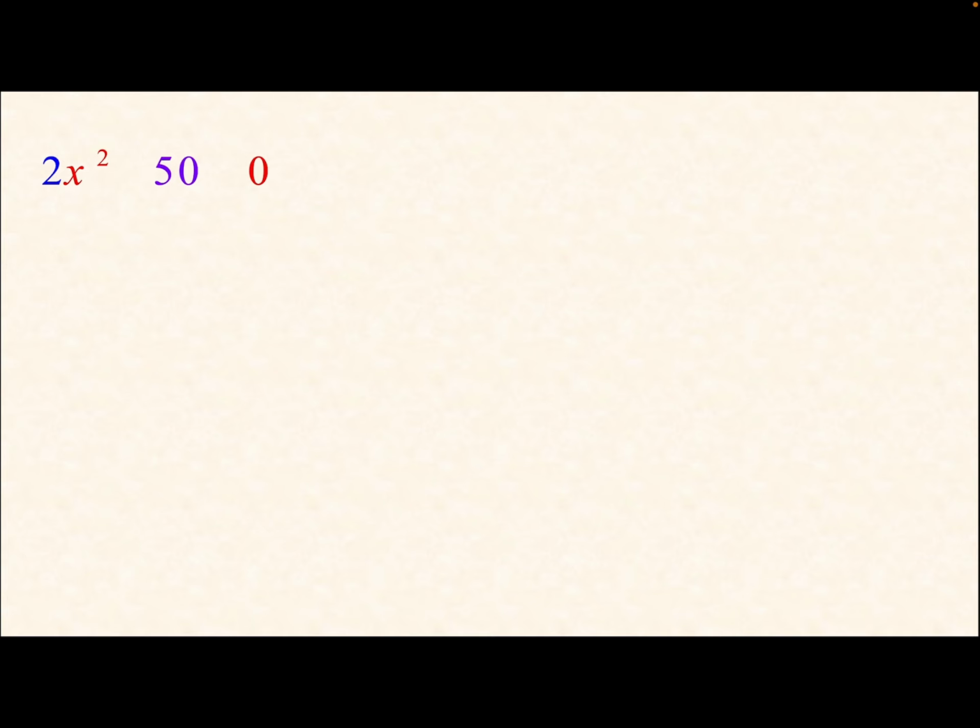2x squared minus 50 equals 0. So do the same thing. We need to get the opposite of negative 50. That is positive 50. We're going to write positive 50 on both sides of the equation.